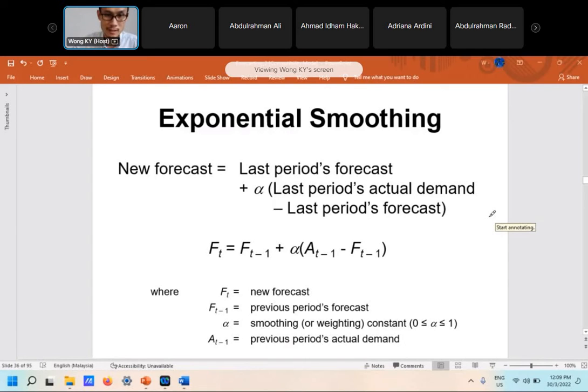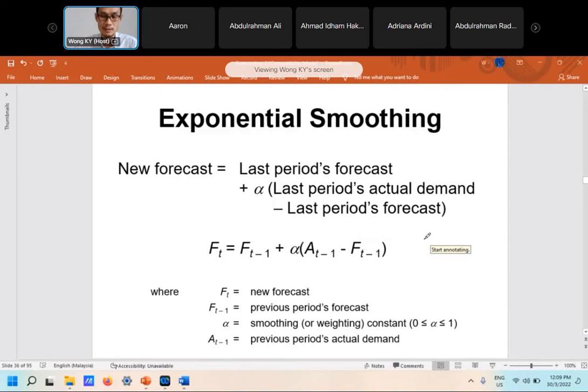Understand? So if I ask what is the forecast value for this period, it equals the forecast value of last period plus alpha, which is a smoothing constant, multiplied by the actual demand value of last period minus the forecast value of last period.